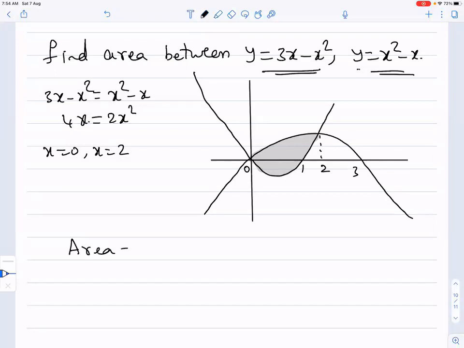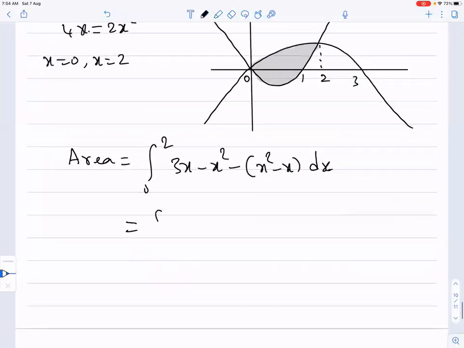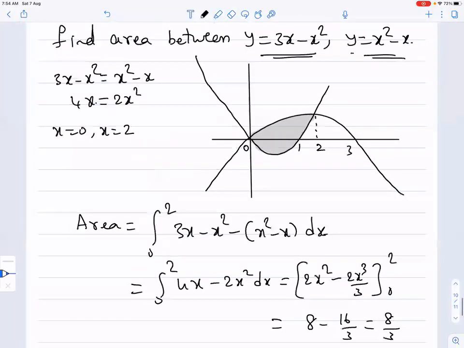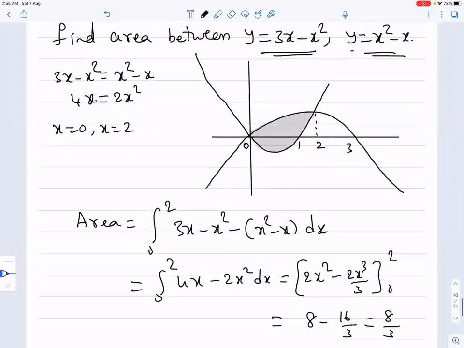So what is the area? We are integrating from 0 to 2. What is the upper curve? The upper curve is the downward parabola, 3x minus x square, minus the lower curve, which is x square minus x, dx. You understand, students? What do you get? Integral 0 to 2 of 4x minus 2x square dx. That is 4x square by 2, 2x square, minus 2x cube by 3. Limits from 0 to 2. That is 8 minus 16 upon 3, that is 8 upon 3. Please write it down. I guess you got the point, right? Like how we are doing it. Please write it down.